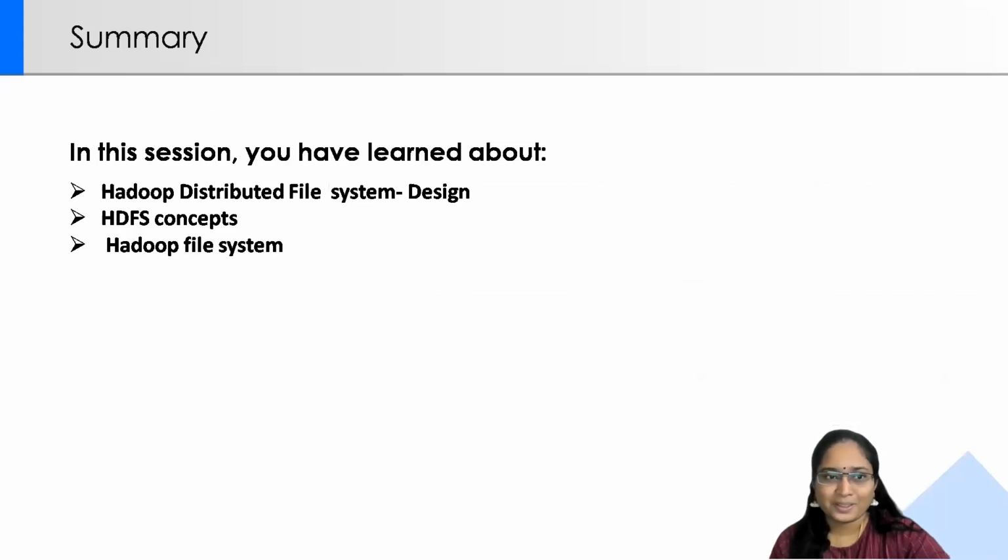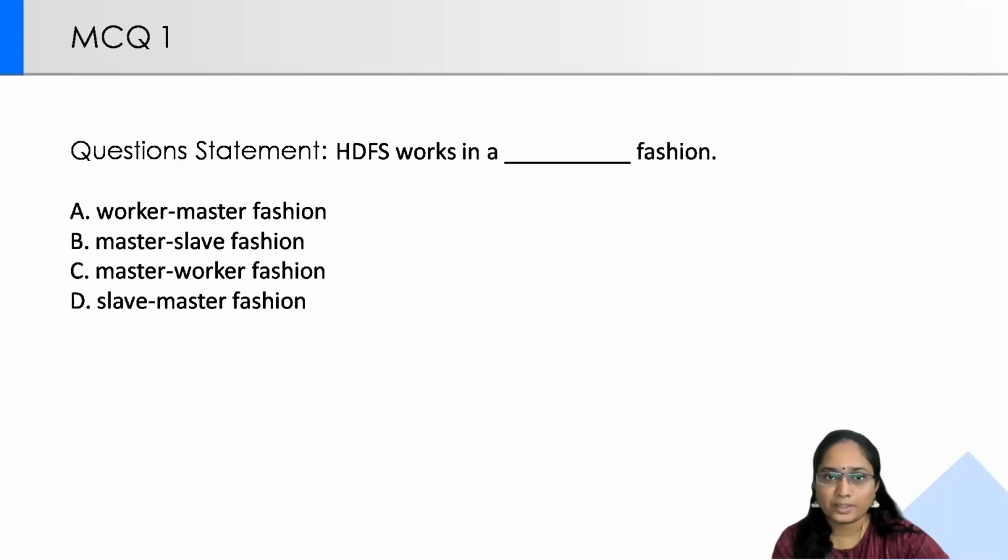Summary of the session: you have learned about the Hadoop Distributed File System design, its concepts, and the different file systems in Hadoop. Now quiz time. HDFS works in which fashion? Worker master, master slave, master worker, or slave master? Let's check the answer. It's master slave, the name node and data node.